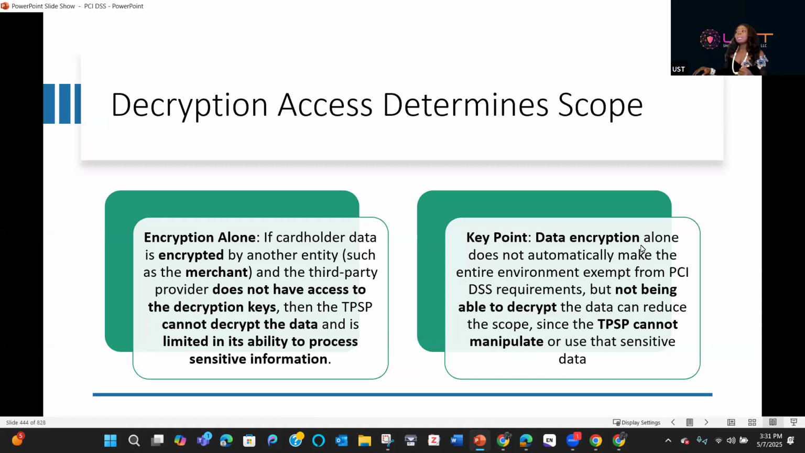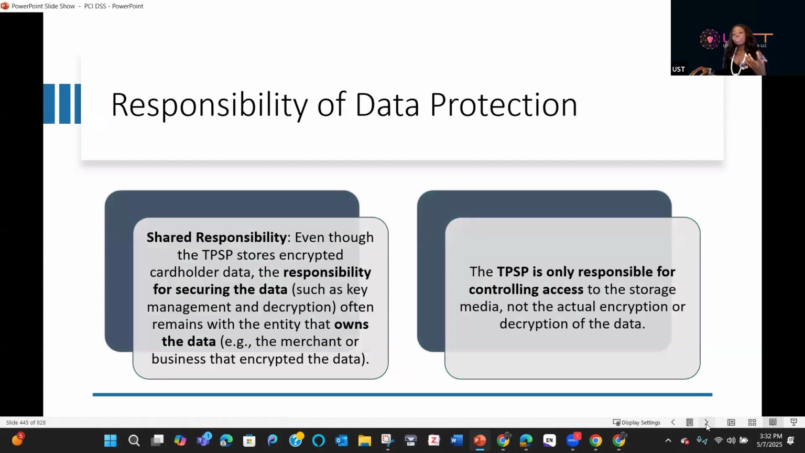But let's look at a key point. Data encryption alone does not automatically make the entire environment exempt from PCI DSS requirements, but not being able to decrypt the data can reduce the scope, since the third-party service provider cannot manipulate or even use that sensitive data, you see. And that's why I said that even though it's in their keeping, still it is useless. But the fact that it's useless doesn't mean that they're just going to keep it where anybody can get access to the encrypted data. No, they also need to apply some security measures. That's why I said PCI DSS might still apply, where they'll need to implement certain controls to better protect the encrypted data that they have in their keeping.